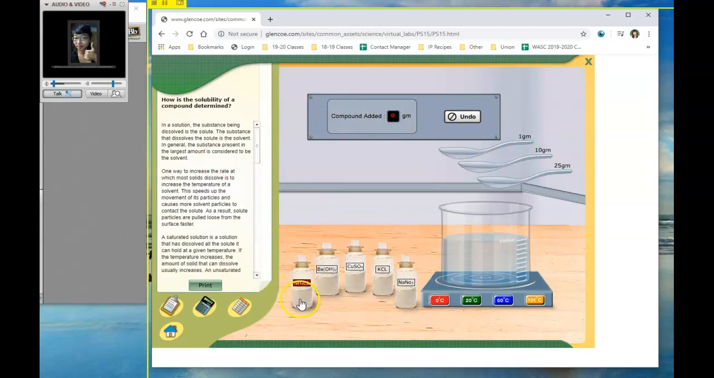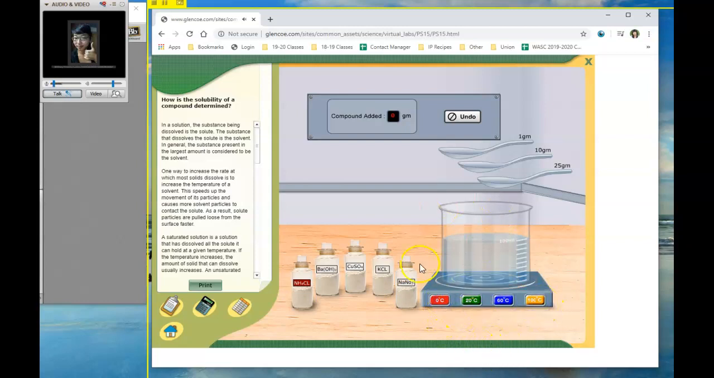You are not allowed to use the first one. So make sure when you do yours, you choose any of the other 4. Any of the other 4 are fine. But for mine, I will be using ammonium chloride, NH4Cl. Now, you can change the temperatures at the bottom. There's 0 degrees, 20 degrees, 60 degrees, and 100 degrees.